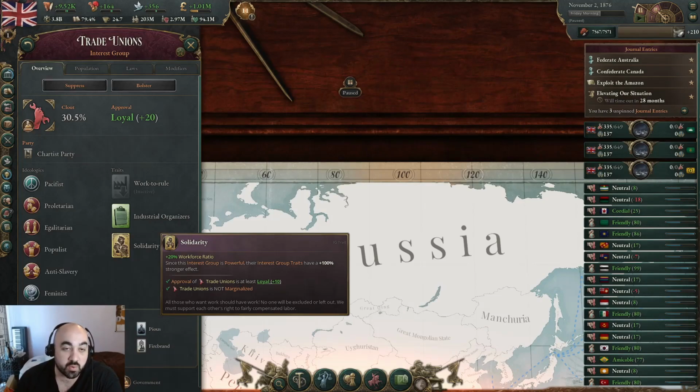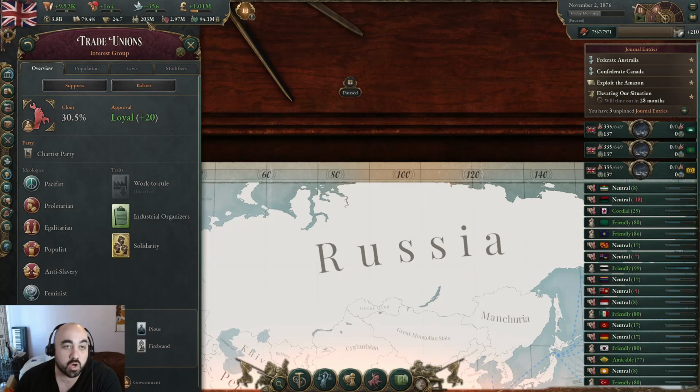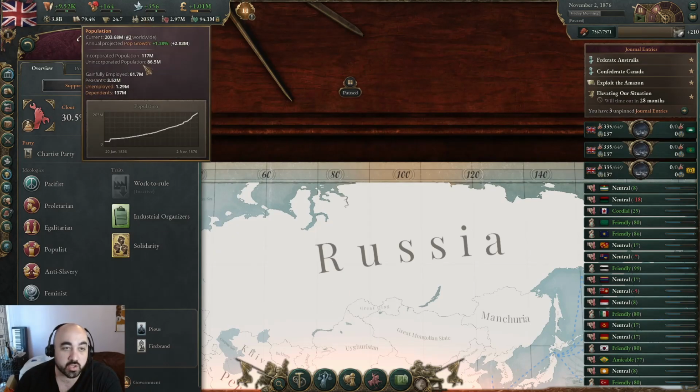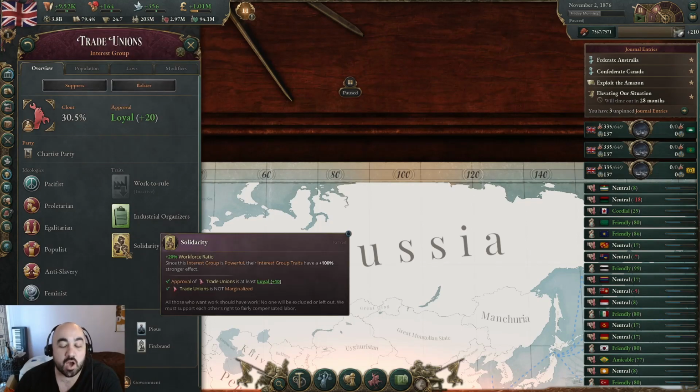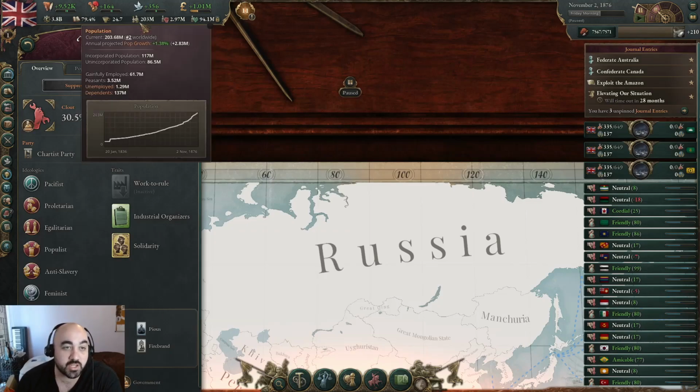Workforce ratio increases the number of workers who are currently working. If you take a look, you'll see gainfully employed versus dependents. Now, my understanding is this operates on an equilibrium, so this will change the equilibrium. So you won't just suddenly get 20% more workers, but instead the equilibrium will change, and your population will gradually develop more gainfully employed relative to dependents.